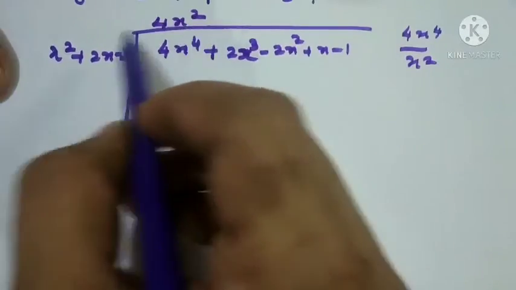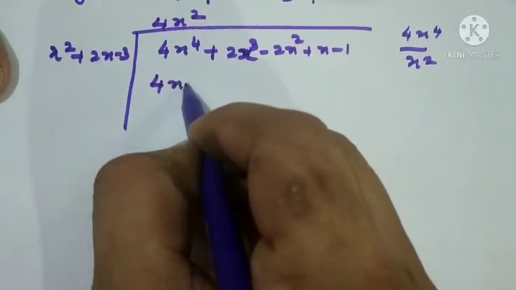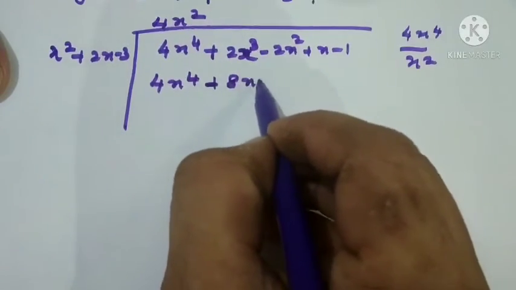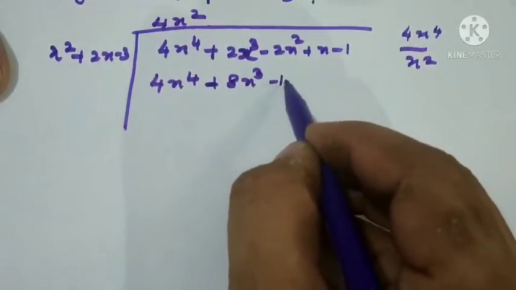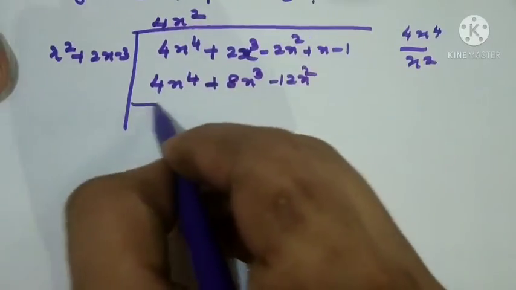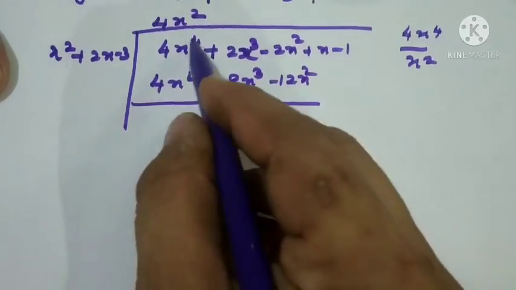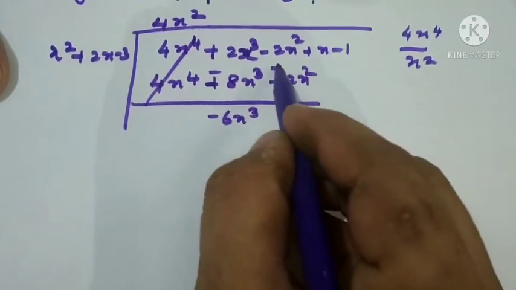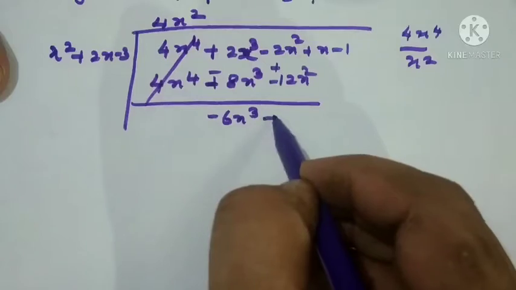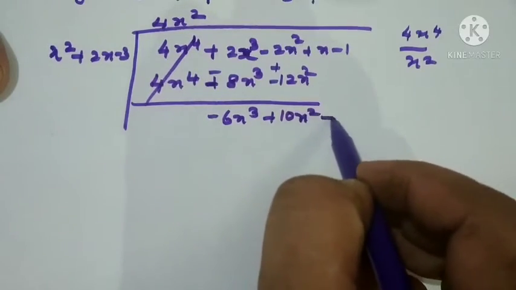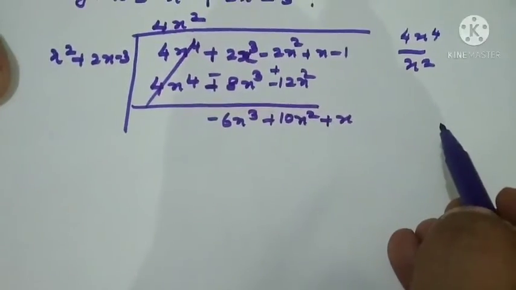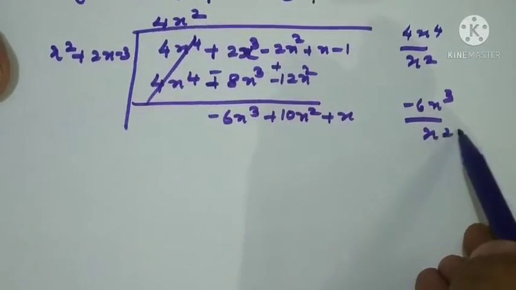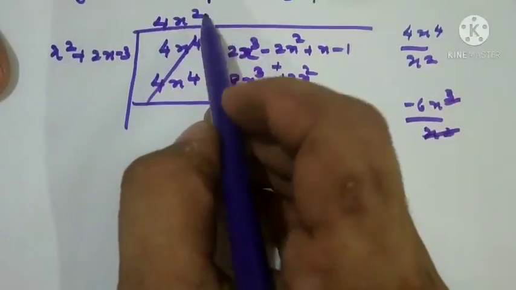Multiply the terms. 4x square into x square, 4x raised to 4. 4 into 2 plus 8x cube, minus 12x square. Minus 6x cube will come, plus 10x square. What is the next term? X to be taken down. So minus 6x cube by x square only. So it is minus 6x.